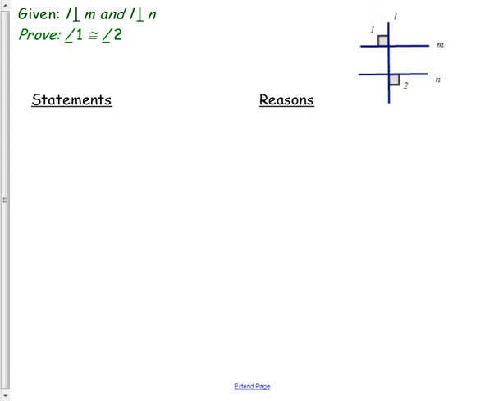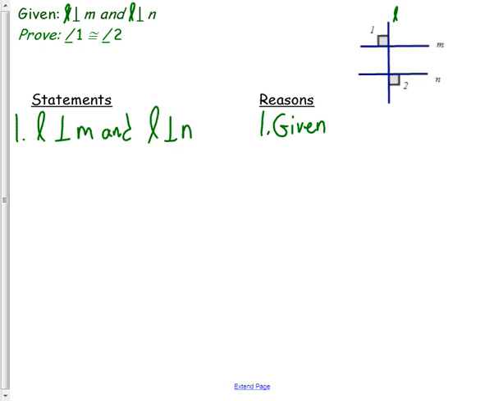Our first problem, we're going to change the surface L a little bit. We have given L is perpendicular to M, and you can see the box being marked, and L is perpendicular to N. We're trying to prove that angle 1 is congruent to angle 2. So like always, we are going to copy the given statement with our reason being given.